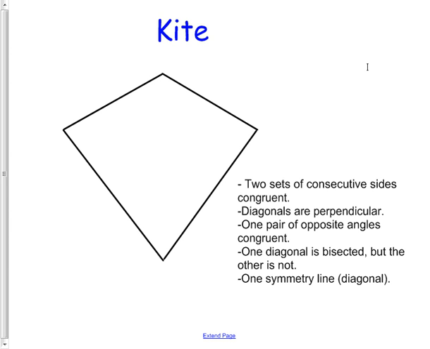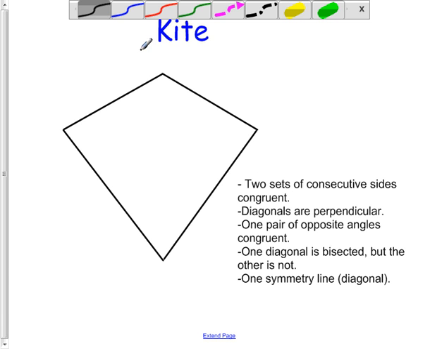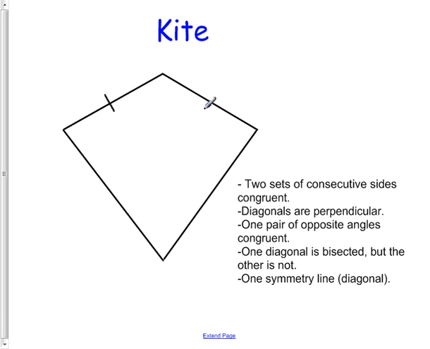Today we're going to look at kites and specific properties of kites. So I have a kite here, and the properties are that it has two sets of consecutive sides that are congruent. So what I mean is this side here is the same as this side here, they're congruent, and this side here is congruent to this side over here. So it has two sets of consecutive sides that are congruent.